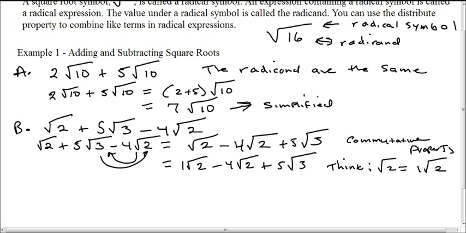Okay, so from here we will take a look at combining our like terms, which is 1 minus 4. So that would give us, in parentheses, 1 minus 4 times the square root of 2. Our radicand, the square root of 2, is common, plus 5 times the square root of 3. The only thing we're doing here is combining like terms.